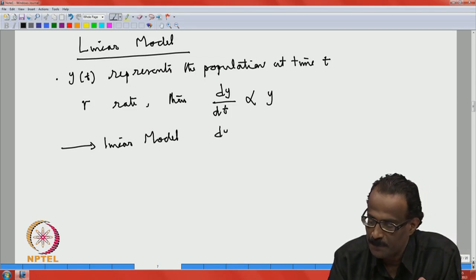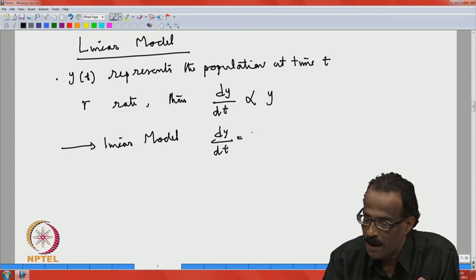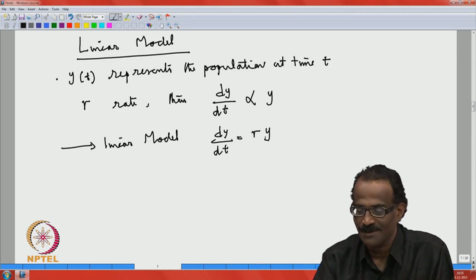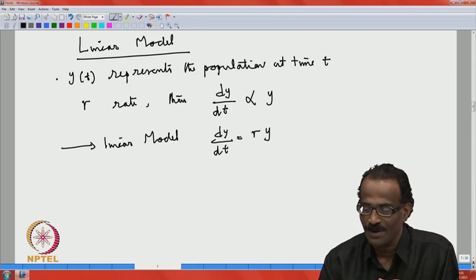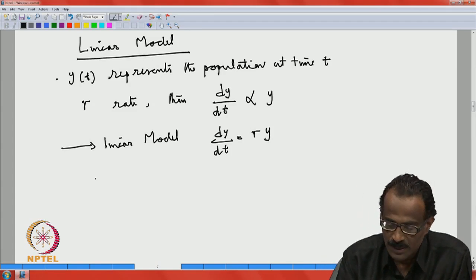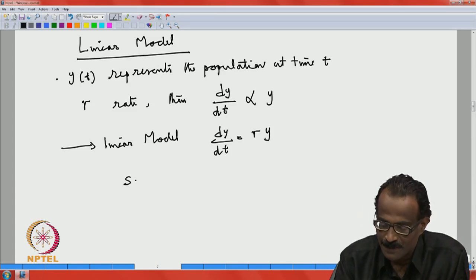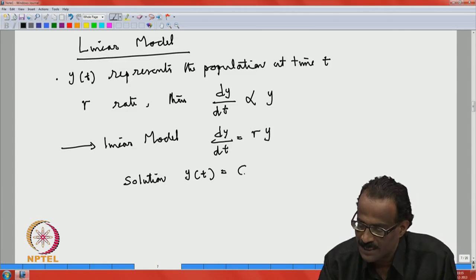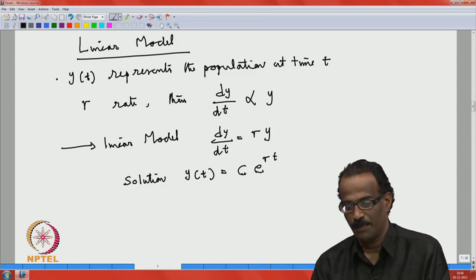dy/dt is equal to some r into y. You have already solved this equation, instead of r with a. So you will get the solution y(t) is equal to some constant into e power rt. You see, you have e power rt.